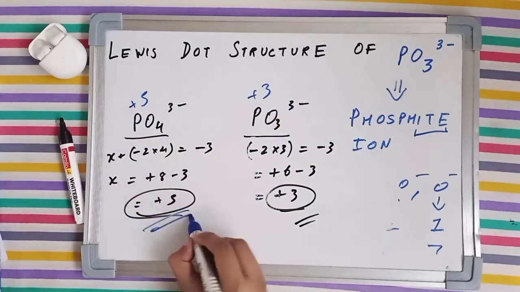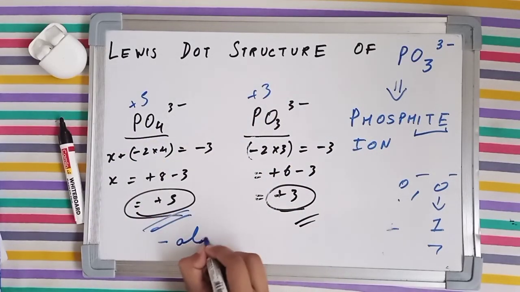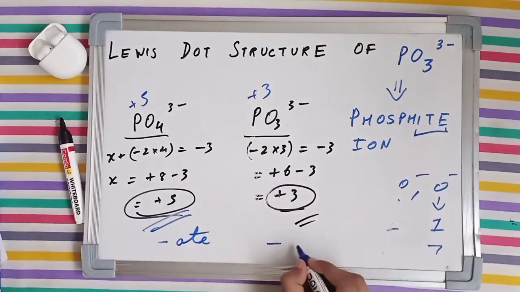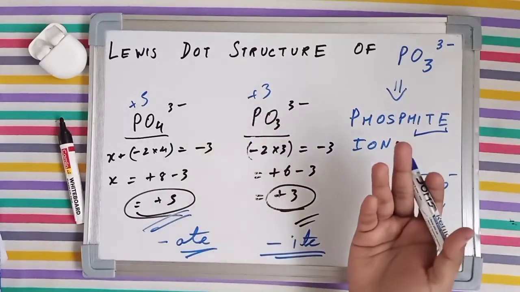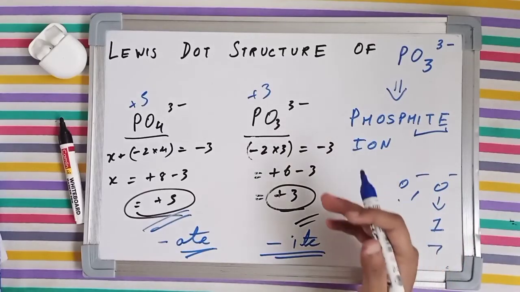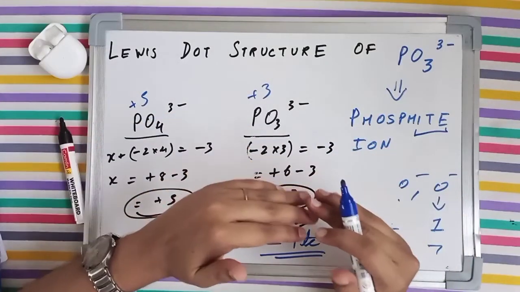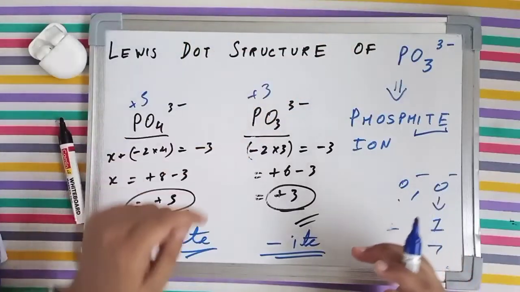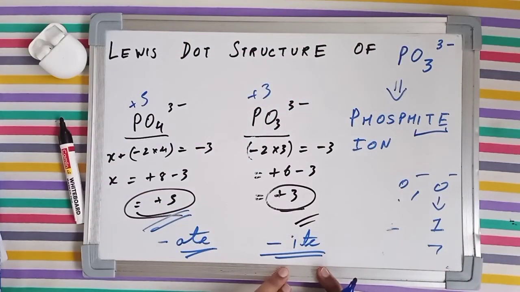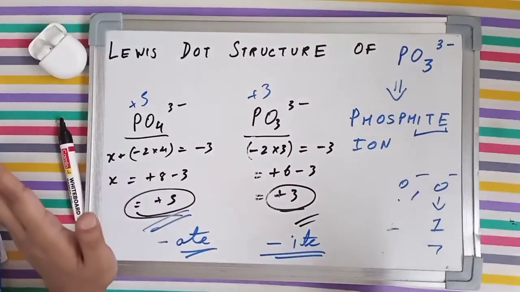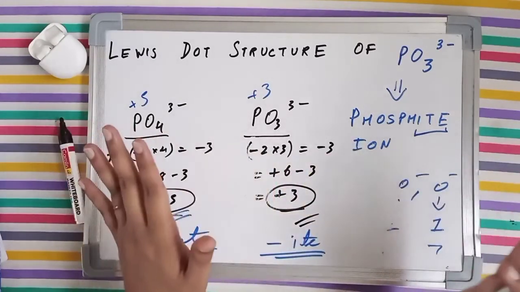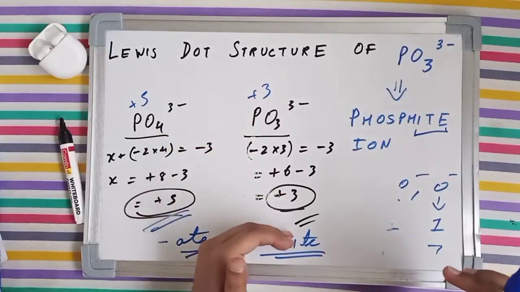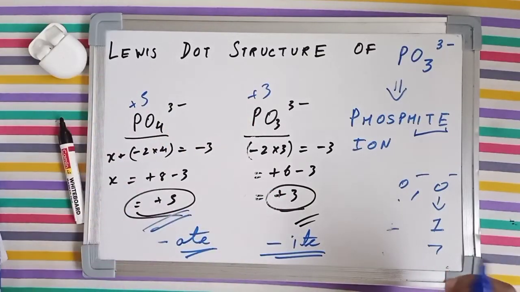So you see here the oxidation state of phosphorus is +5, but in the case of PO3 you've got +3. For higher oxidation states we use the suffix ate, and for lower oxidation states we use the suffix ite, because obviously 3 is lesser than 5, so it is the lower oxidation state number, whereas 5 is the higher oxidation state number. So always remember this. It is applicable while writing the names of all kinds of ions. For lower oxidation state we use ite, and for higher oxidation state we use ate.